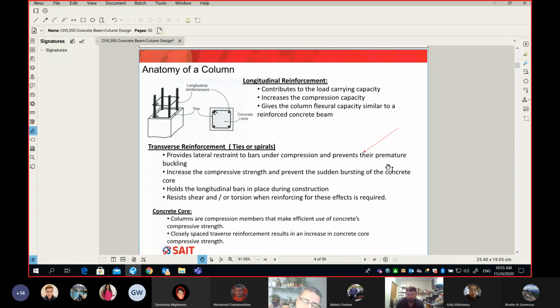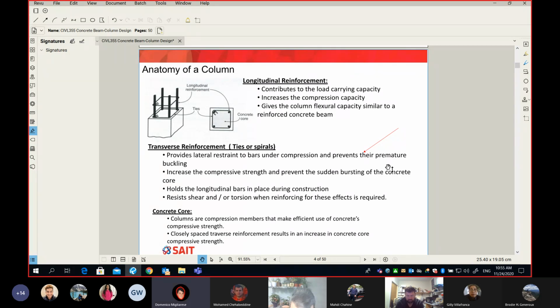And think about it, what if I have no ties? Guess what? The vertical bars will buckle on the full length, and the column will be so weak, and the column will fail at a very, very low load level. Premature failure, they call it, because of the buckling, not of the column, but the buckling of the vertical bars. Let's be clear, not the buckling of the entire column, rather the buckling of those vertical rebar.